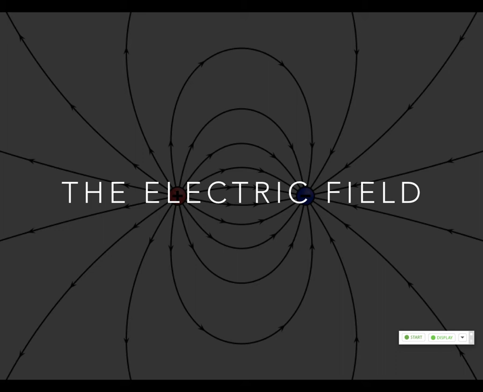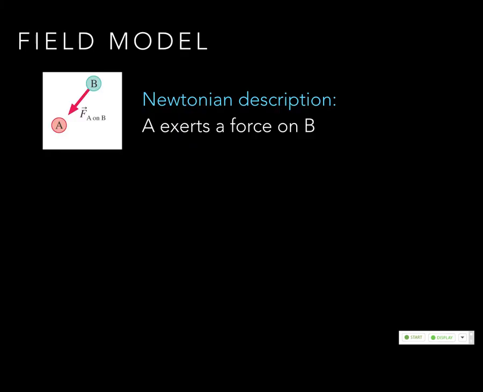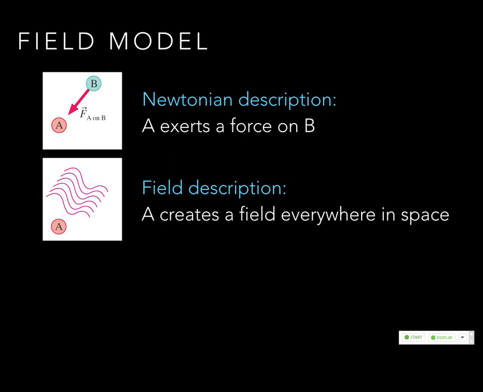All right? So the Newtonian description, because Newton was pretty smart, but he didn't know everything: A exerts a force on B. If we draw the force of A on B, it's just this nice vector. Okay, whatever. The field description is a little bit different. You get the same result, but it's a different way of thinking about it, sort of. I hesitate to say philosophically, but yes, philosophically. Okay? The field description says A creates a field everywhere in space, regardless of whether or not there's B.